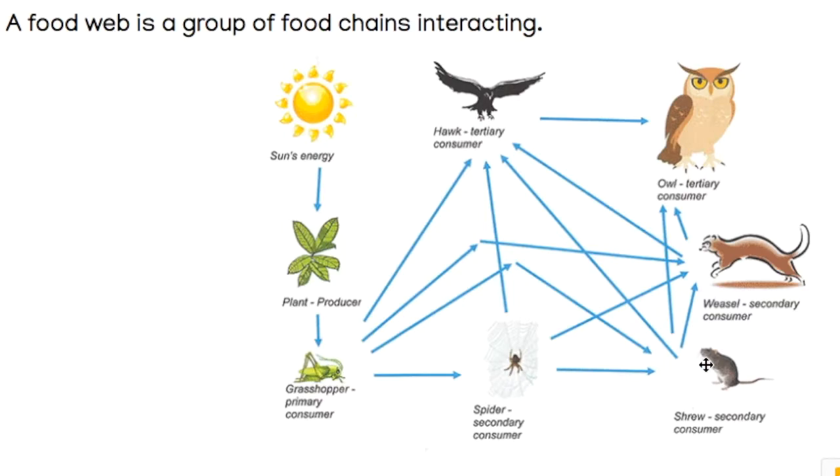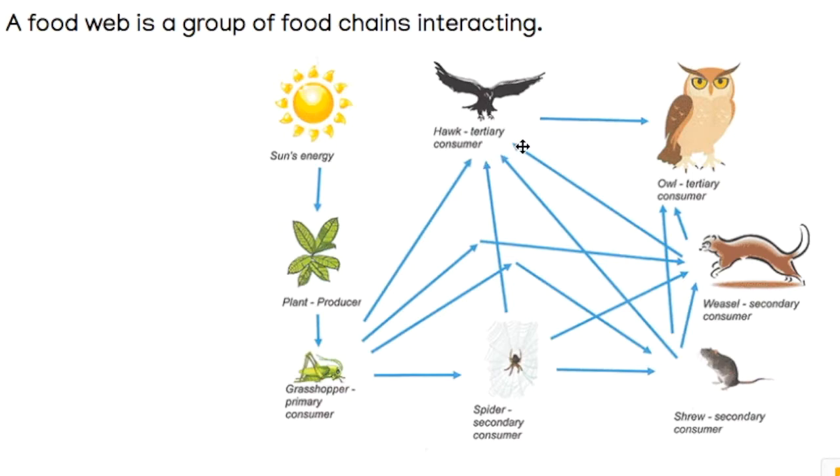The shrew can get eaten by a weasel or a hawk or an owl, and it eats spiders or grasshoppers. The weasel can eat the shrew, it can eat the spider, or it can eat the grasshopper, and it can get eaten by an owl or a hawk.